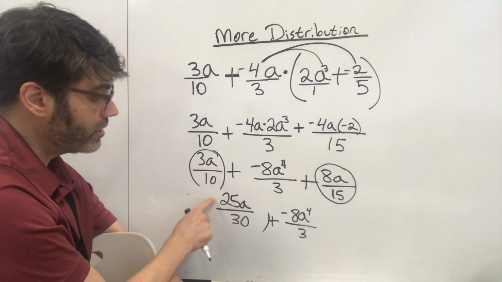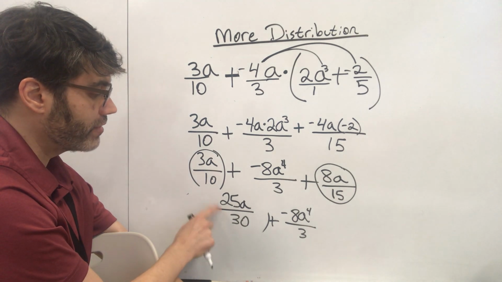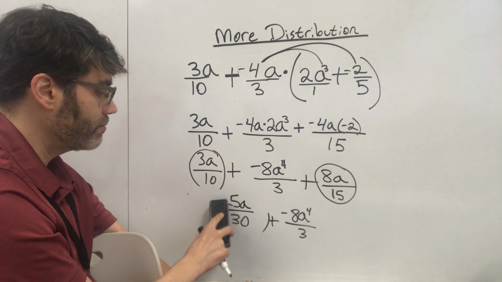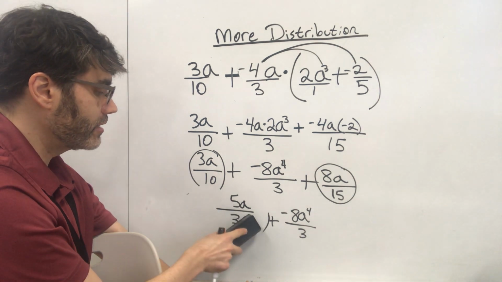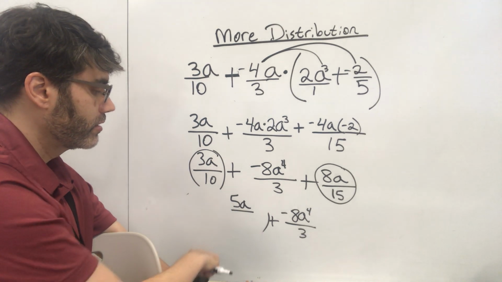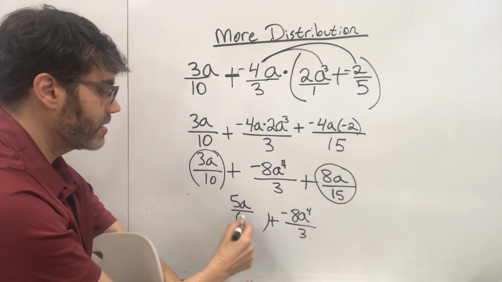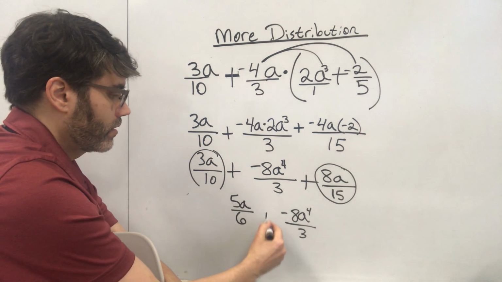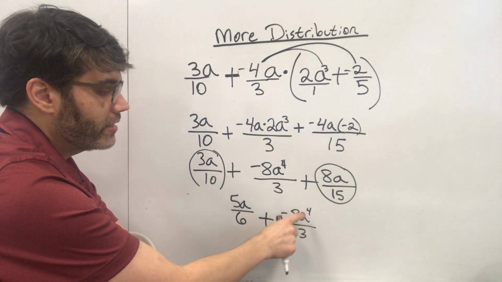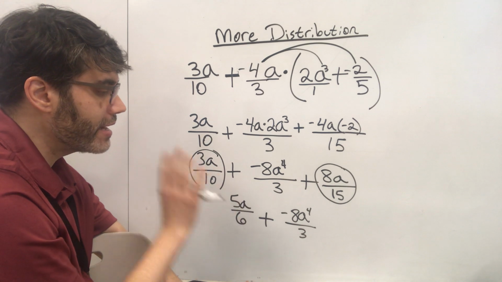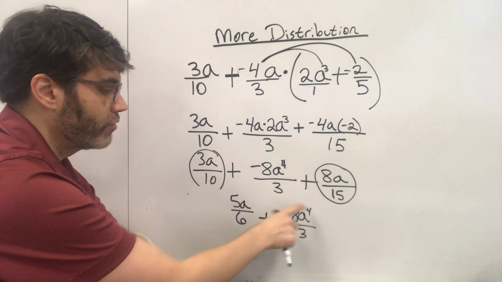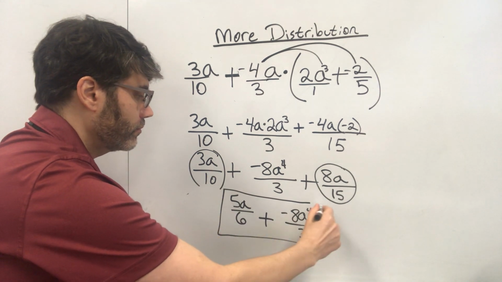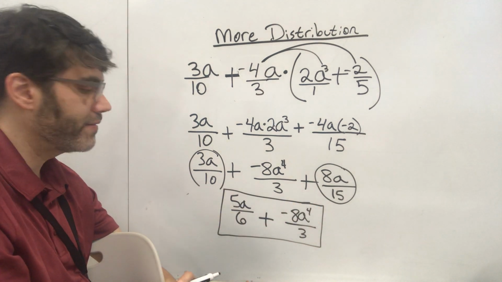Now, you can actually reduce this because 5 goes into both 25 and 30. So let's reduce that now. 5 goes into 25 5 times. 5 goes into 30 6 times. So that's 5/6 a plus negative 8a to the 4th over 3. Again, we cannot combine these two because this is a to the 4th and that's a. So this is our final answer. Okay? Totally fine to have that as a final answer.